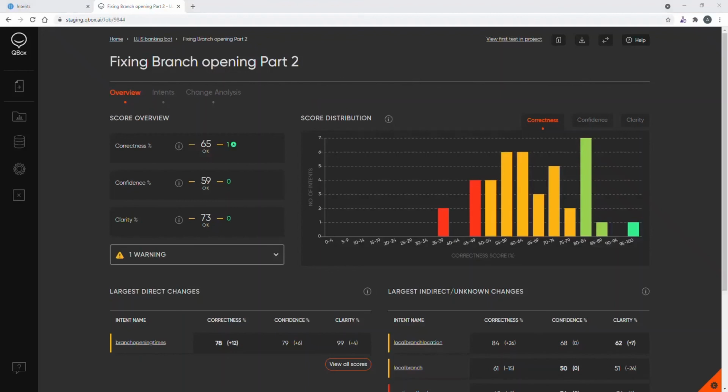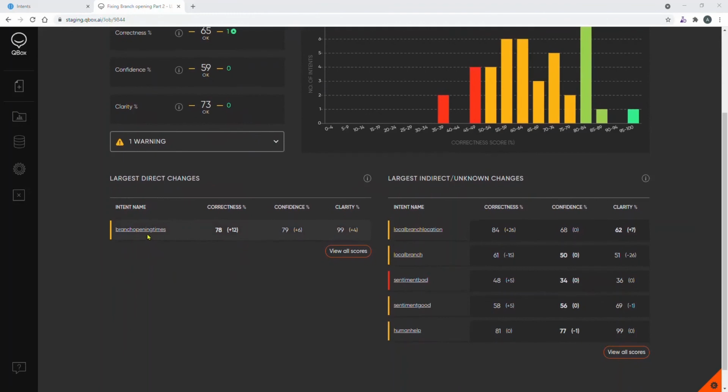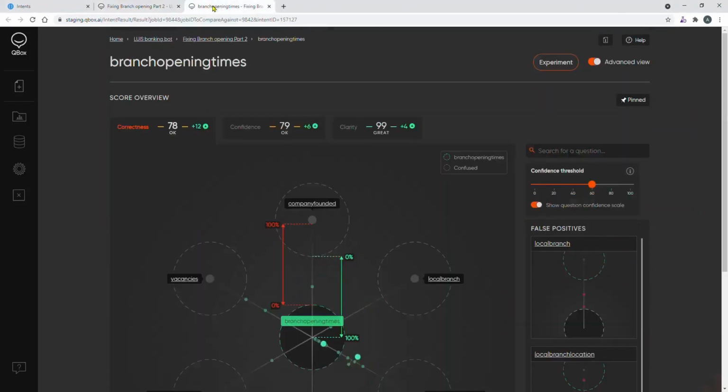Okay, I downloaded a fresh JSON file from LUIS, ran a new test in QBox, and here's the results. Correctness has increased by another 1%, but confidence and clarity remain the same. That's fine, there's no decreases, so although it's only a small improvement, it's still an improvement nonetheless. And we can see the intent that we tried to fix, my branch opening times, has increased in all three metrics again. Over on the right, I can see some score regressions here in intents, and we will look at those later. Let's take a closer look at the branch opening times intent.